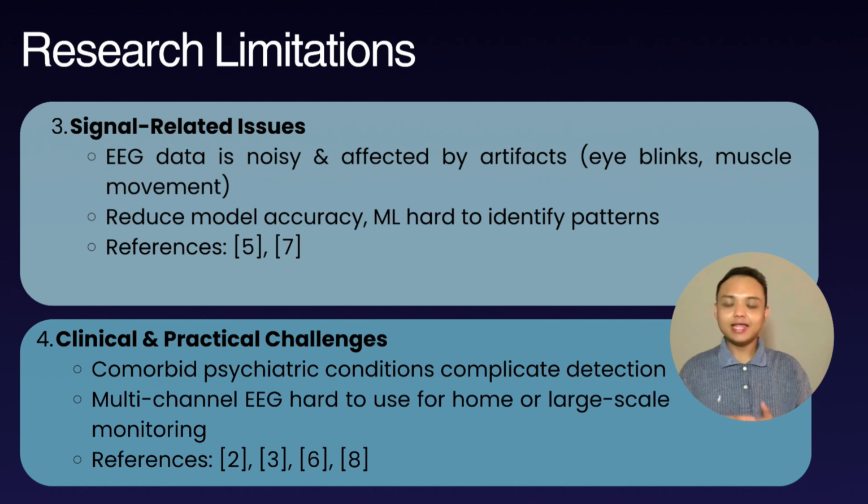Finally, there are clinical and practical challenges. Comorbid conditions like anxiety or other psychiatric disorders make accurate detection even harder. The use of multi-channel EEG in machine or IoT setups can also be impractical for home monitoring or large-scale screening, which limits the practical application of EEG-based models in real life.